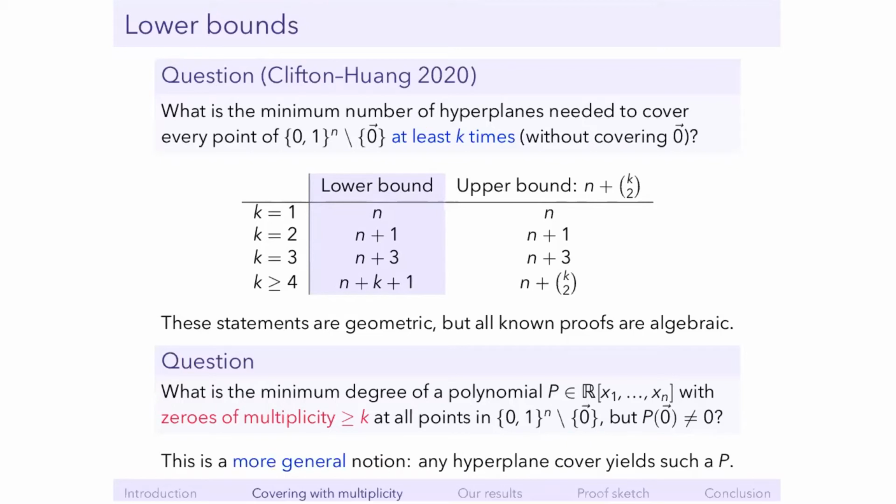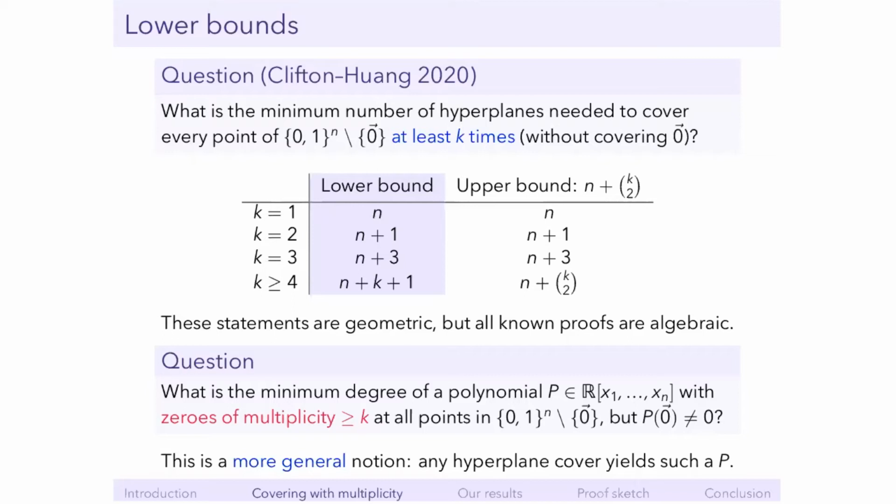And just as before, you can see that this is a more general notion. So any one of these hyperplane covers, where we cover every vertex at least k times while not covering the origin, if we multiply together the defining equations, we'll get one of these polynomials. And again, the number of hyperplanes we use is equal to the degree of the polynomial we get. And so this algebraic question studies a more general notion. And to prove lower bounds on the hyperplane question, they were actually proving lower bounds for this algebraic question. Okay, so any questions about any of this so far?